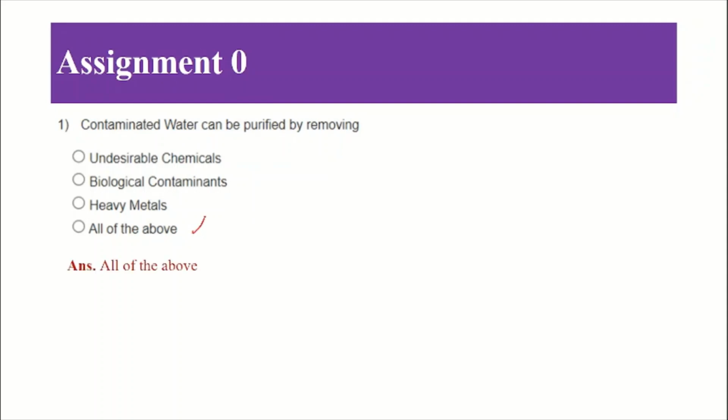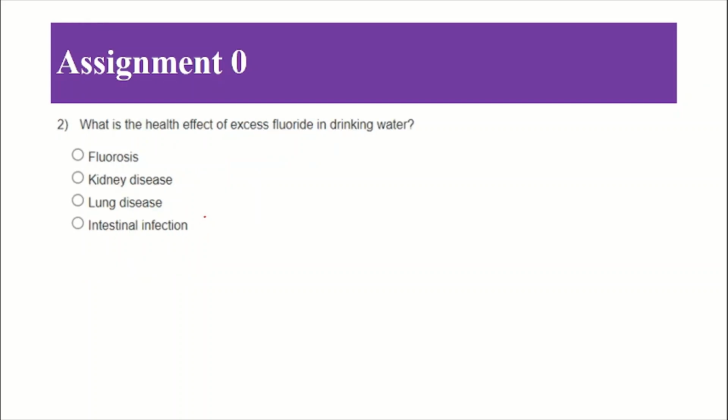This was fairly easy. Next, we go to: what is the health effect of excess fluoride in drinking water? Can anyone tell me what the correct answer is? Just one of you who can answer. Fluorosis. All right, thank you. You can mute yourself. So yes, the correct answer is fluorosis.